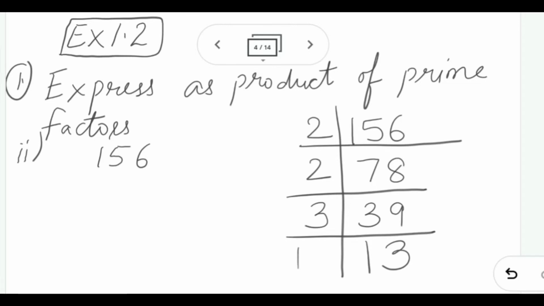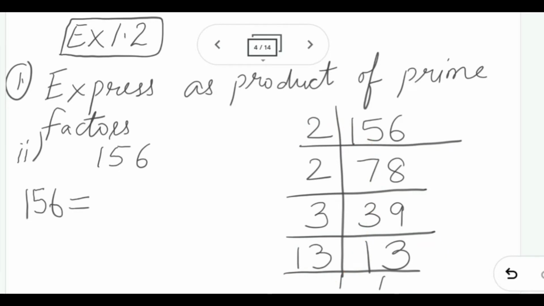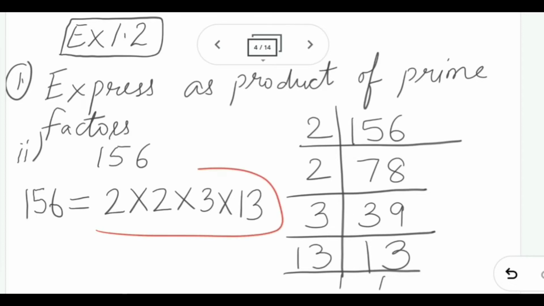13 is a prime number. We should know which prime numbers are there. So it will come on 13's table. 13 1s are 13. So how can we write 156? We can write it as a product of these prime factors. So we can write 156 equals, these all numbers are prime, we can multiply them and write. So we can write 2 into 2 into 3 into 13. This is the prime factorization of 156. If we multiply all these numbers, we'll get back 156.